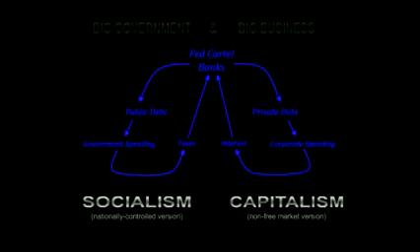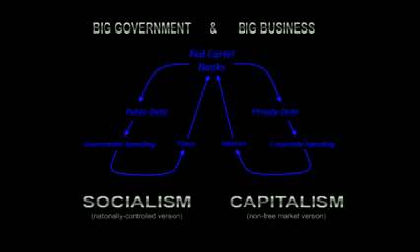And as discussed in Lesson 4, this system is driving us perpetually toward bigness. Big government on the left of this diagram and big business on the right. And this means we're living in hidden fascism.